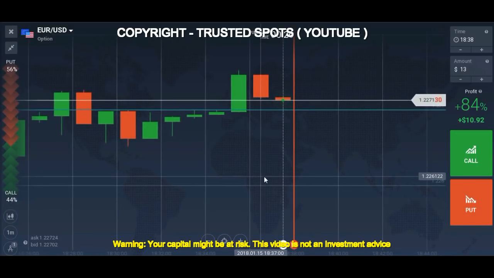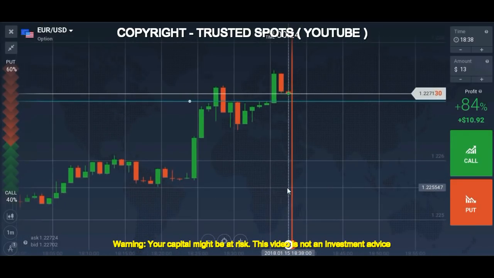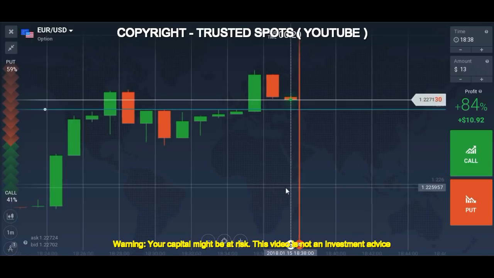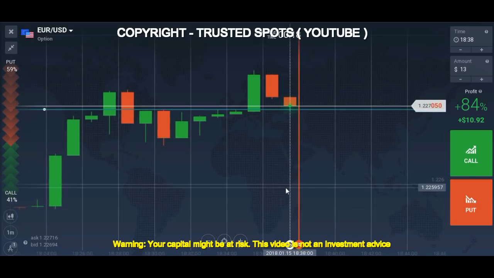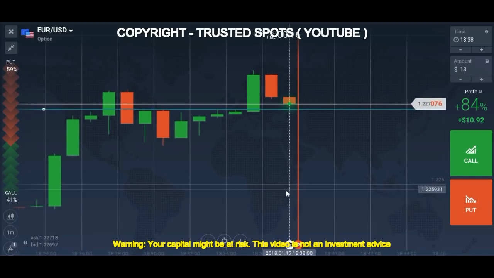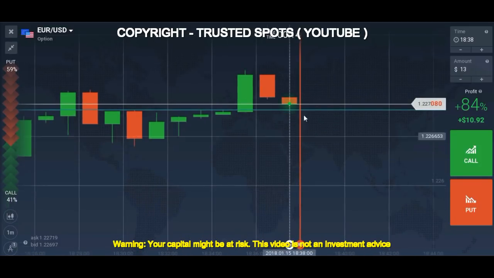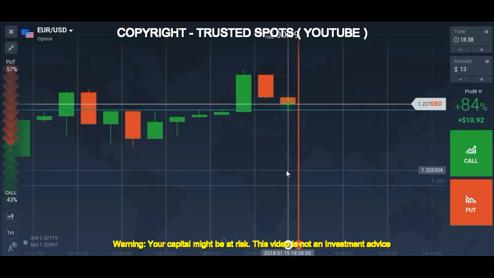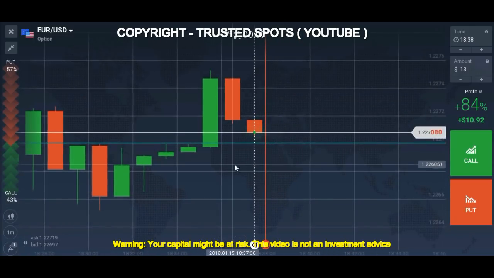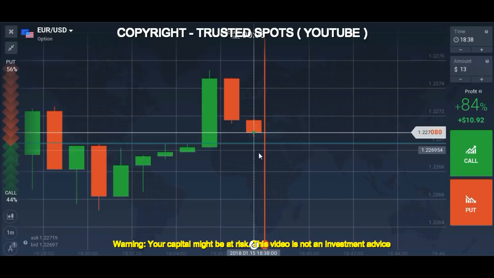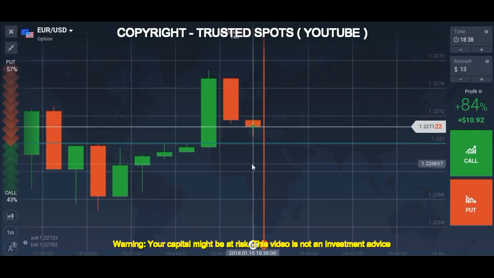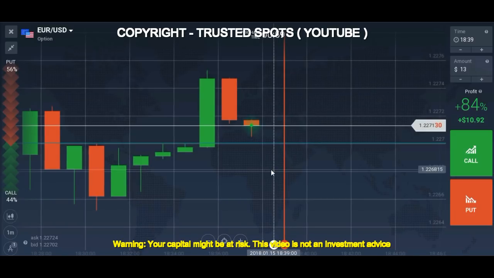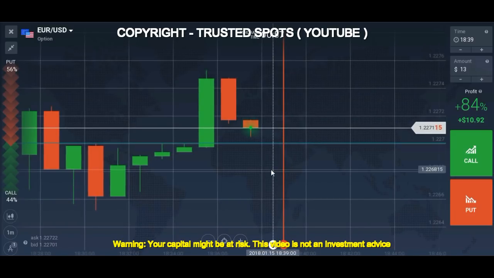We just need a rejection as we are going with the trend. Even if we do not have a weak market, we can trade because we are going with the trend. We are not taking our trade with the reversal, but the level must be strong. This level is very strong. So let's wait. Market is getting weaker.